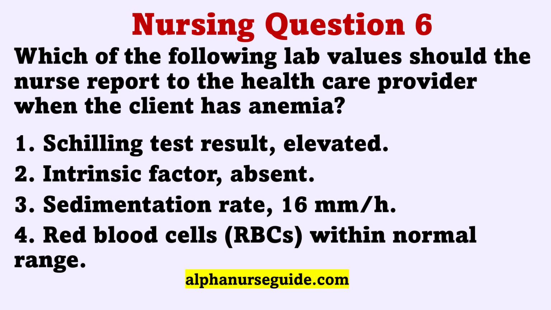The gastric analysis is done to determine the primary cause of the anemia. An elevated excretion of the injected radioactive vitamin B12, which is protocol for the first and second stages of the Schilling test, indicates that the client has the intrinsic factor and can absorb vitamin B12 in the intestinal tract. A sedimentation rate of 16 millimeters per hour is normal for both men and women and is a non-specific test to detect the presence of inflammation. It is not specific to anemias. An RBC value within the normal range does not indicate an anemia.